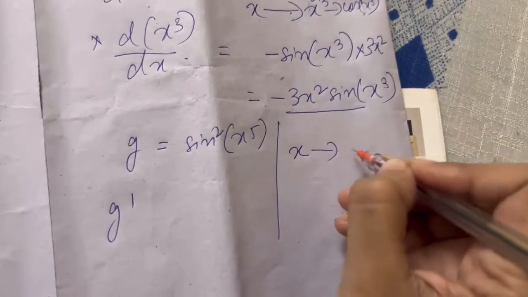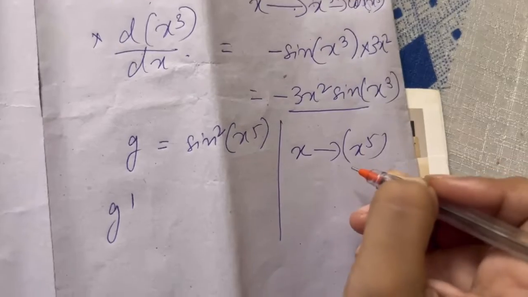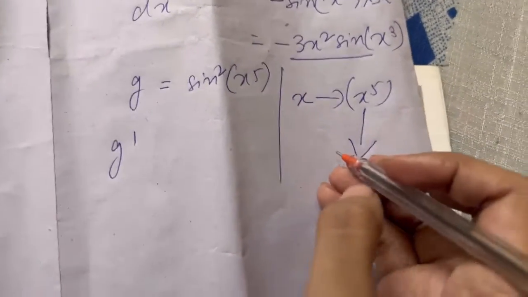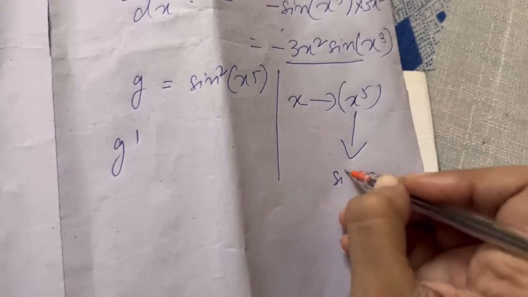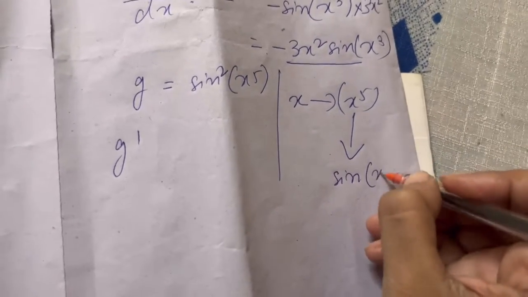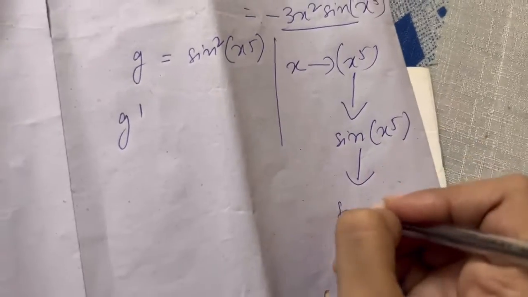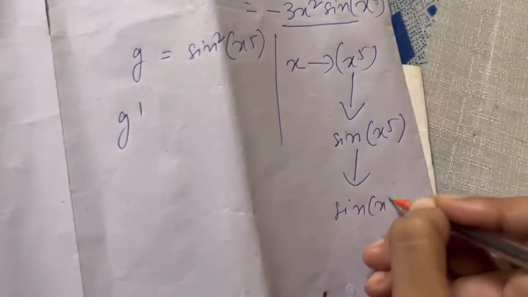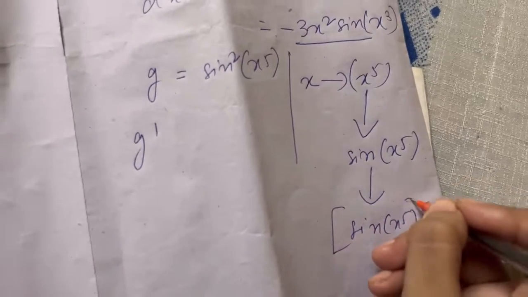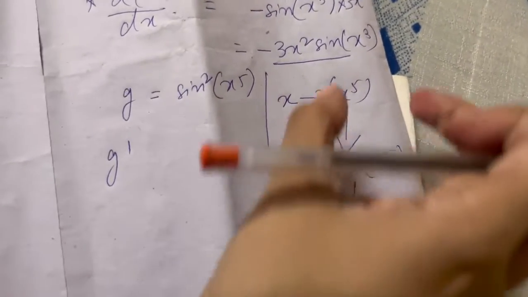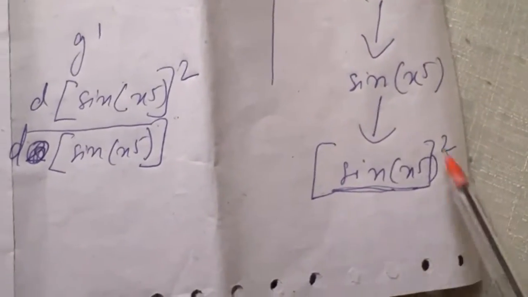First x became x to the power 5, then it became sine x to the power 5, and then it became sine square x, which is basically this. So we need to unravel from this step, and then finally to this step, right? We need to start from here.